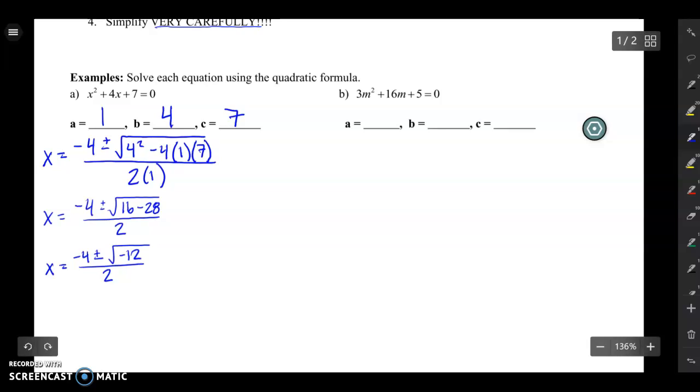My next step is going to be to simplify that square root of negative 12. I always like to do the square root on the side, so I'm going to come over here and find what the square root of negative 12 is.